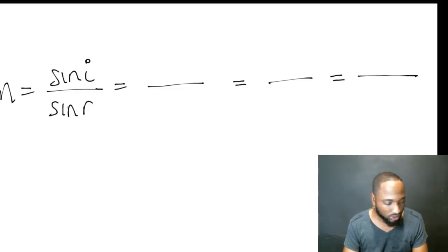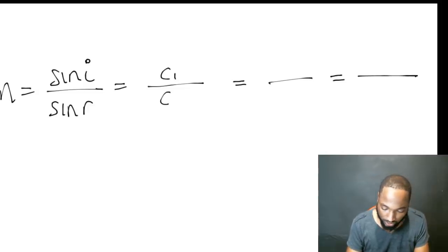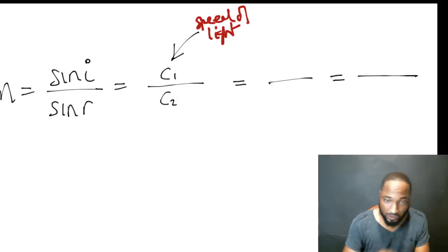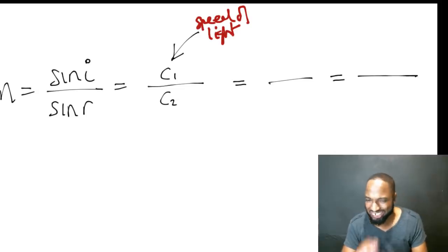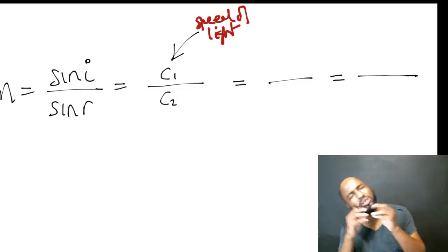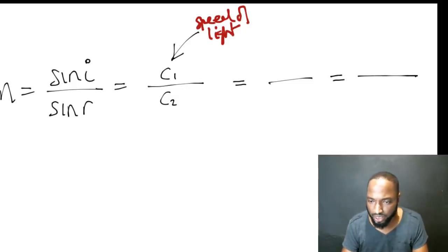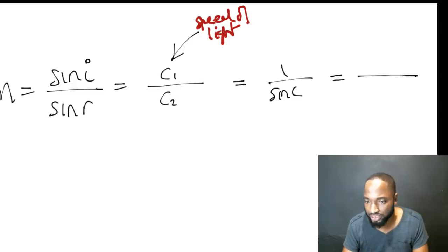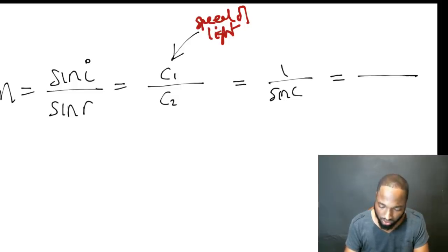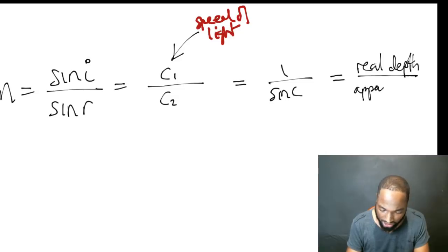Somebody say V1 over V2, right? So that's the speed of the light, so let me just put it as C1 over C2. And C here, I mean the speed, right? The speed of the light. Alright, what else? Wavelength over wavelength. Yeah! But let me leave that one out. We're pushing it. Next, 1 over sine C, where C is the critical angle. Somebody said that one. And one more. The next one is real depth over apparent depth, right? So these are the four.